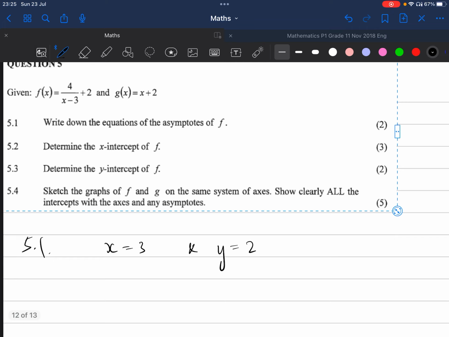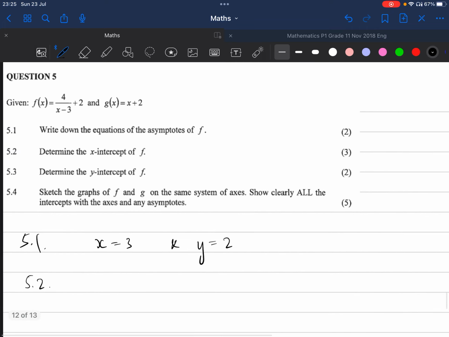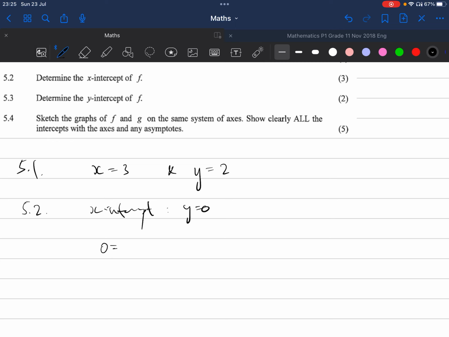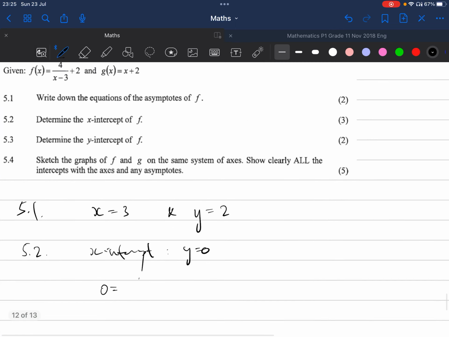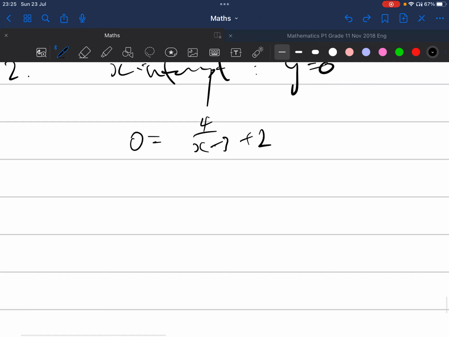Let's look at 5.2 now. So 5.2 says, determine the x-intercept of f. Okay, so remember, x-intercept, y equals 0. So let's just equate this whole thing to 0. So 4 over x minus 3 plus 2. We just take the equation of f of x. Now we can just solve for x. So I'll bring this to the other side, so I'll have minus 2.